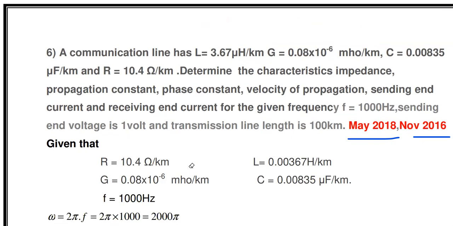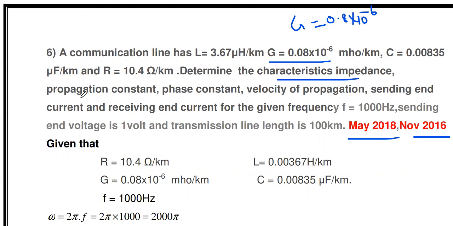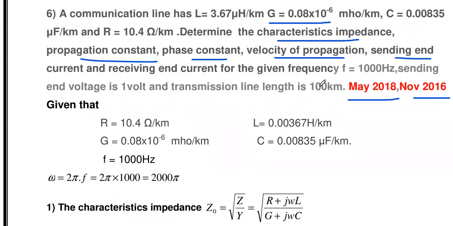Similarly, you see the next problem. This is the same problem we just solved, except that here the G value, in the previous problem G is 0.8 into 10 to the power minus 6, but here G is 0.08 into 10 to the power minus 6. The remaining three data are the same. So we have to find out the characteristic impedance, propagation constant, phase constant, velocity, sending end, receiving end voltage, and so on. This is also a 2-year question, May 2018 and November 2016 problem.